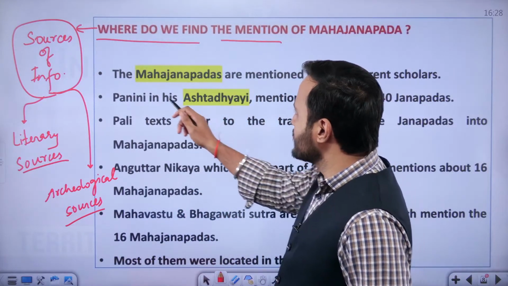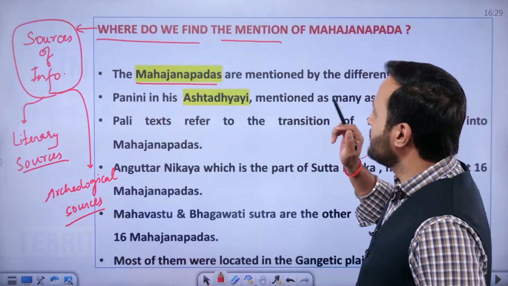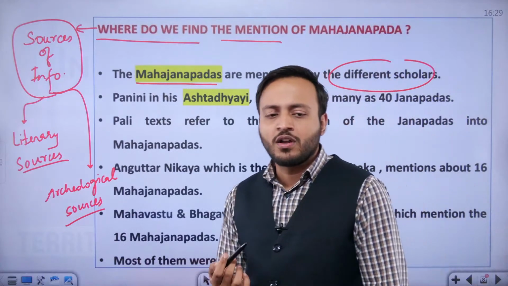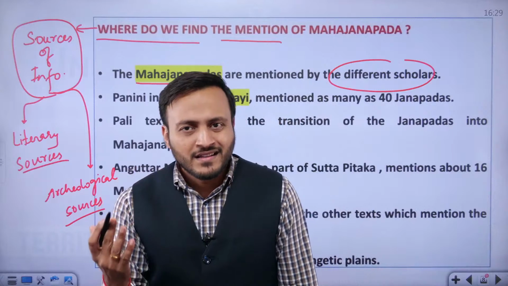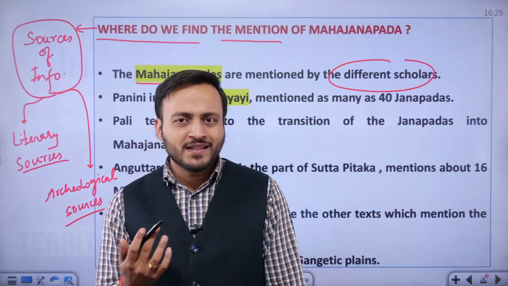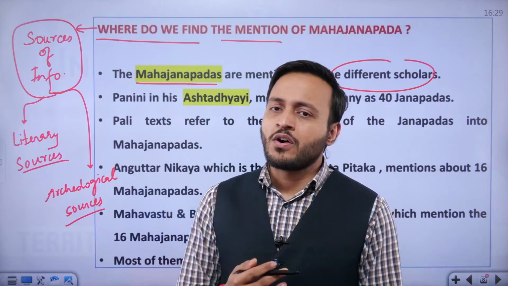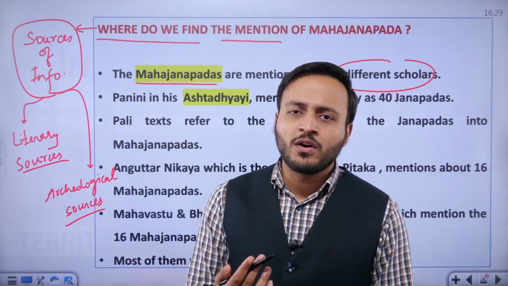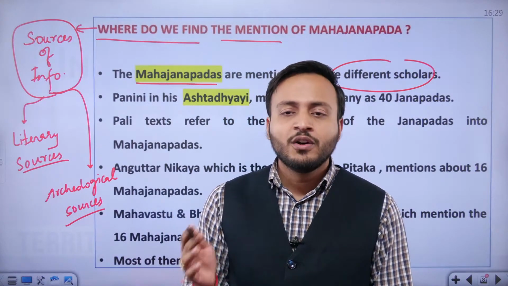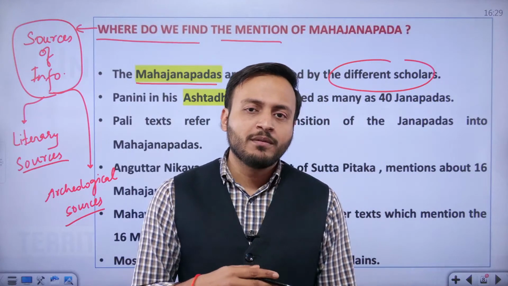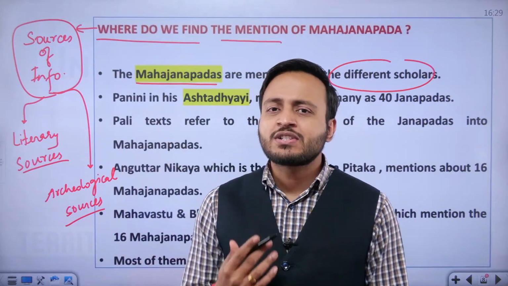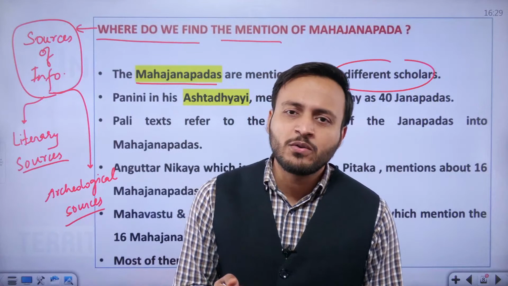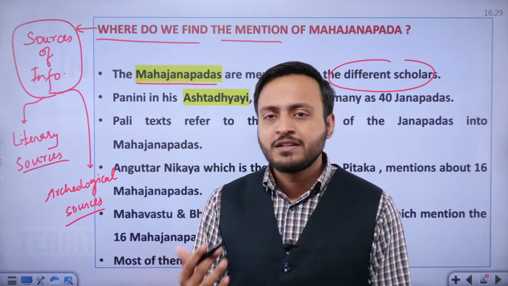Now talking about the literary sources. So dear students, the literary sources are the primary evidence of the Mahajanpadas, and Mahajanpadas are mentioned by different scholars, particularly Panini, who was regarded as one of the earliest scholars on the subject of Sanskrit grammar. He has written a book on Sanskrit grammar that is regarded as the oldest book on any grammatical form of literature. The book is called Ashtadhyayi, which mentions as many as 40 different Janapadas.